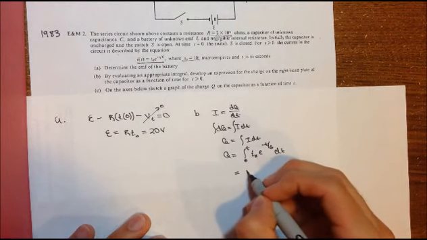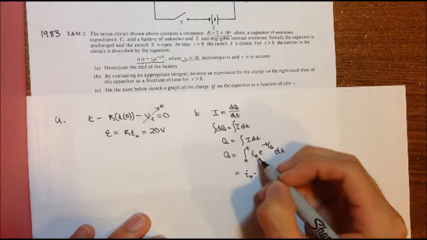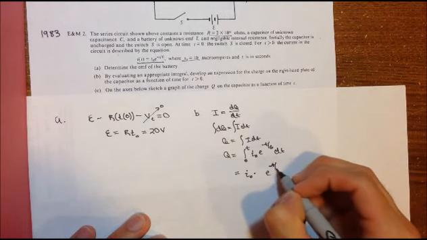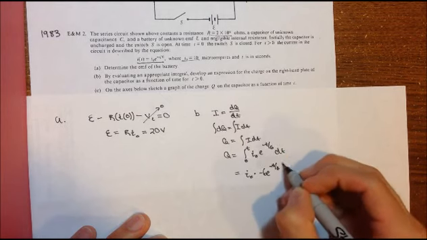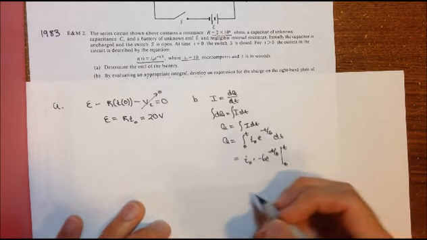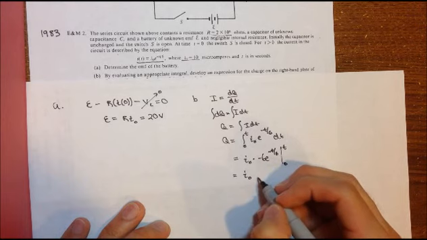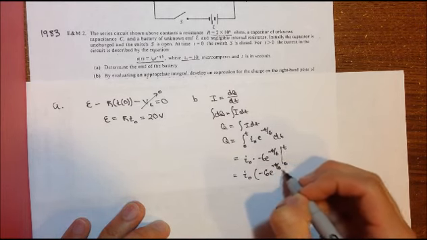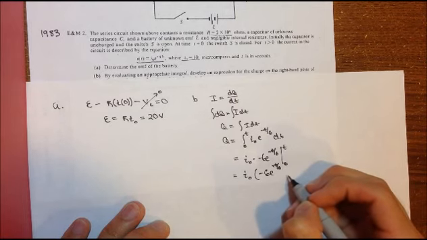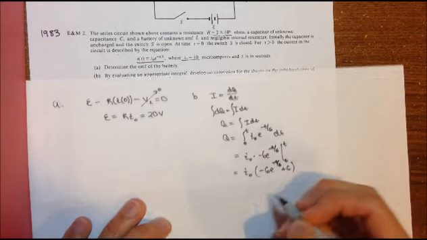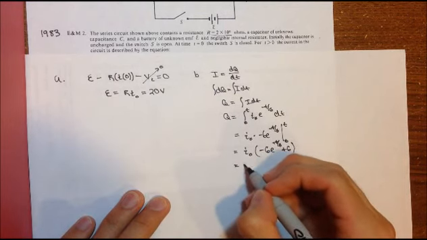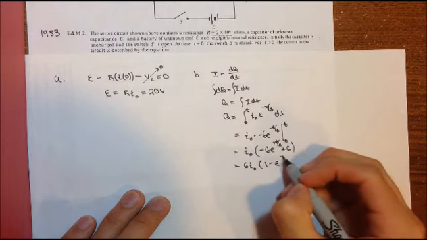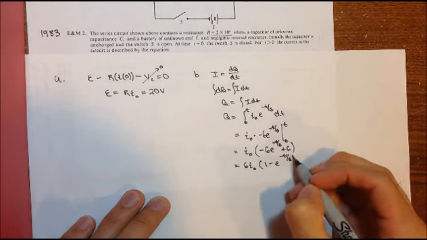Doing some calculus, I naught is a constant, you can bring that out, and we get e to the negative t over 6 times negative 6. And we evaluate that from 0 to t, and we get I naught times negative 6 e to the negative t over 6 minus a negative 6, which is plus 6. And what we get is 6 I naught times 1 minus e to the negative t over 6.